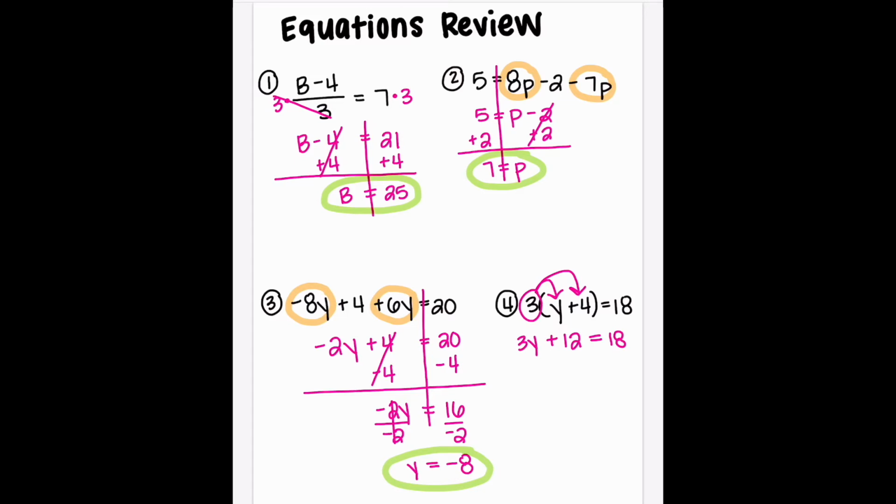Now we need to move the constant term to the right. The opposite of plus 12 is minus 12. Bring down the 3y and the equal sign and simplify. 18 minus 12 is 6. Now we can split the 3 away from the y using the inverse of multiplication, which is division. 3 divided by 3 is 1, so 1y, or just y, equals 6 divided by 3 is 2.